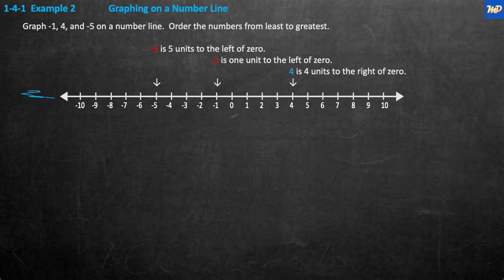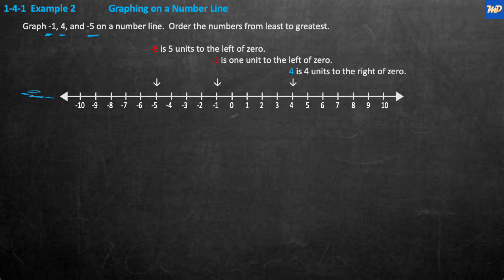And what they're saying is please graph -1, 4, and -5 on a number line. We've given the number line. And order the numbers from least to greatest. Well, if they're on the number line and you graph them, they're going to automatically be from least to greatest, from the left to the right. But let's go ahead and do that. If we do that, we're going to say we want red.